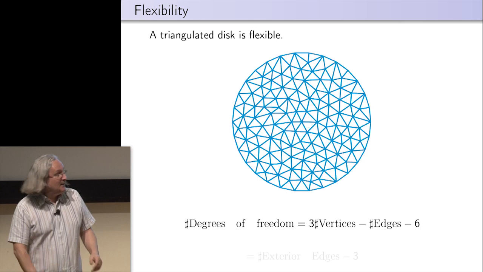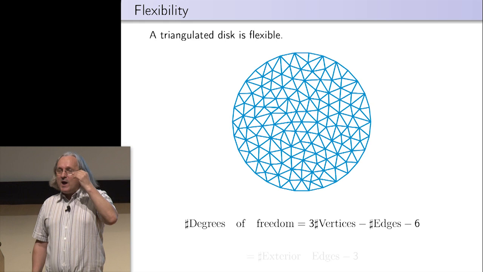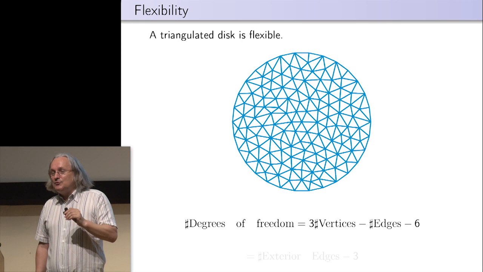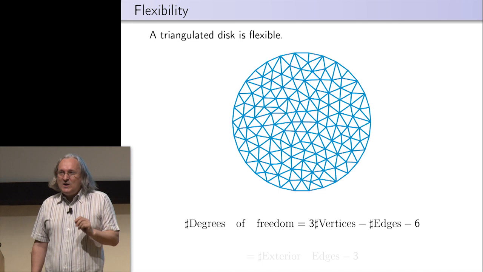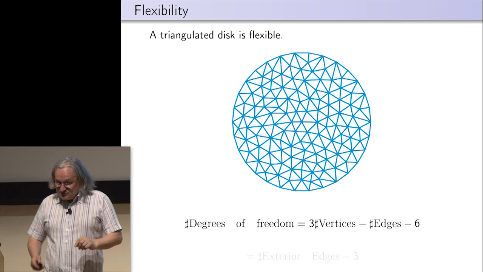Well, it's easy to compute the number of degrees of freedom of such an object. You have to ask yourself the question, where should I put the vertices? So for each vertex, I have to choose three coordinates, x, y, z. So the number of unknowns is equal to 3 times the number of vertices. And then I have to write equations. And the equation is that for each edge, the length of the edge is pre-assigned. So for each edge, I have one equation telling me the distance between these two vertices. So the degrees of freedom is equal to 3 times the number of vertices minus the number of edges.